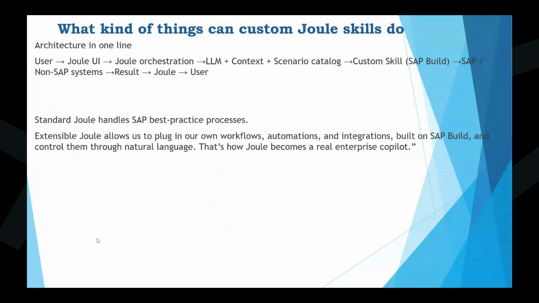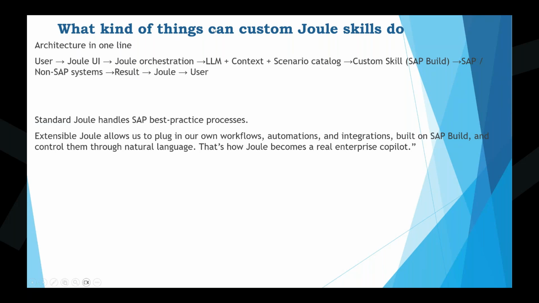Okay. Architecture in one line. The end user will go to the Joule UI chatbot and put the question. Now this Joule orchestration plays a very important key role in the Joule architecture. You have multiple business processes and multiple things, so how does Joule pick exactly what you asked? This Joule orchestration will do that.